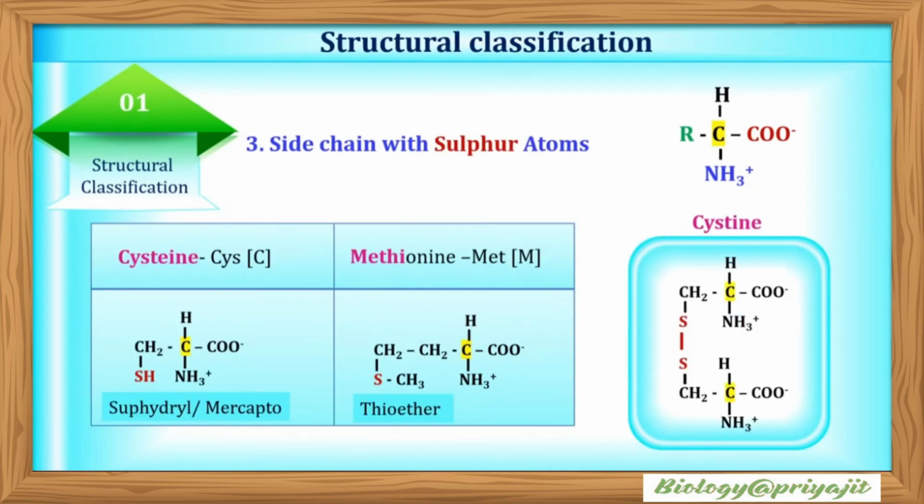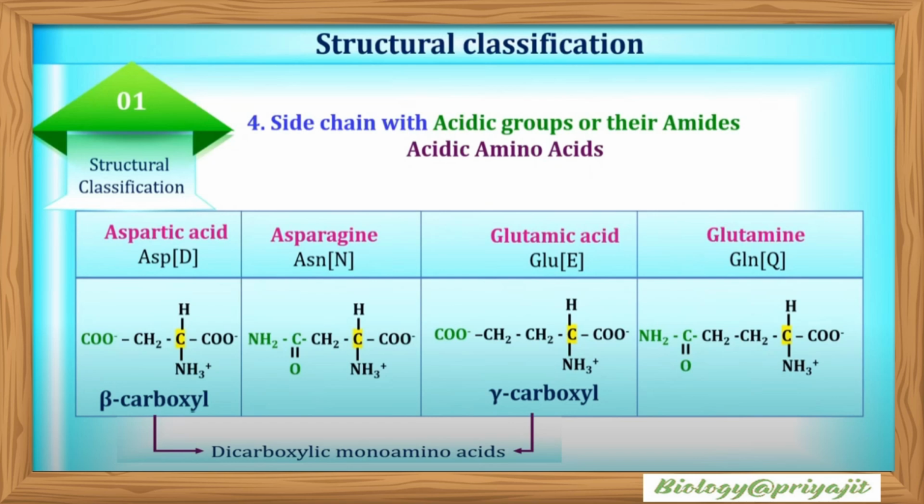Amino acid side chain with sulfur atom, that is the sulfhydryl group or mercapto group, where there is an SH group, and SCH3, that is a thioether bond, is found in methionine. When two cysteine amino acids are joined with the help of a disulfide bond, cystine is formed. Amino acid side chain with acidic group or their amides: aspartic acid is converted into asparagine, and glutamic acid is converted into glutamine.